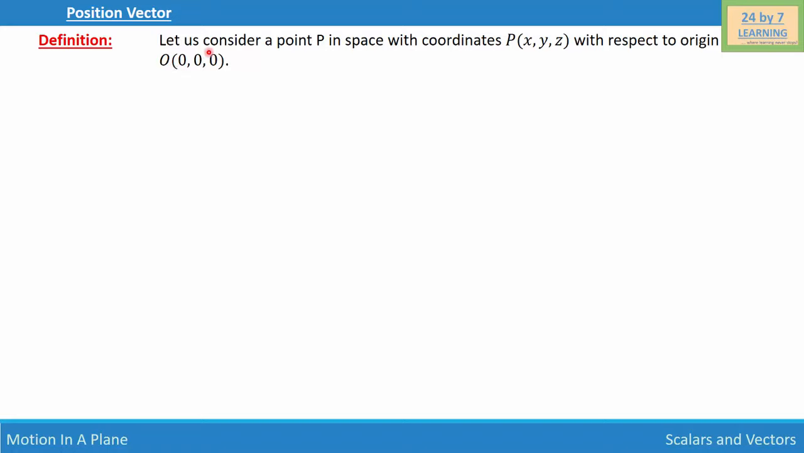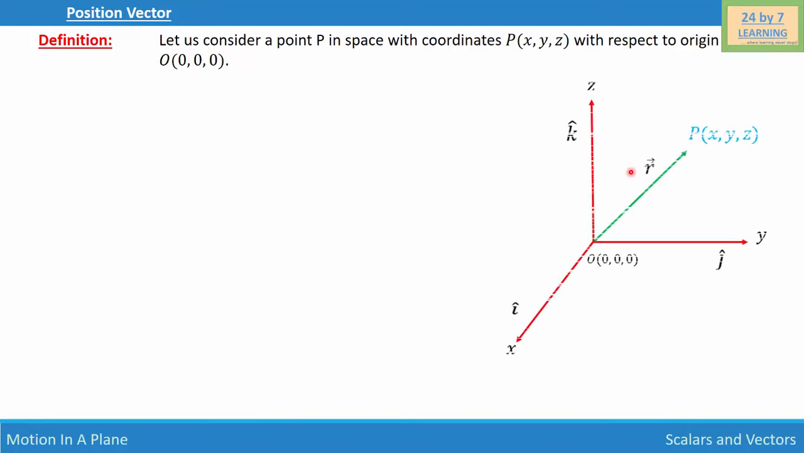Position vector. Let us consider a point P in space with coordinates P(x, y, z) with respect to origin O (0, 0, 0). In order to explain what a position vector is, I'm going to consider the coordinates. So here are my coordinates.